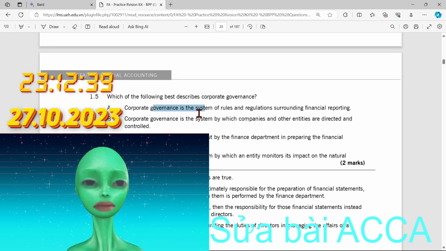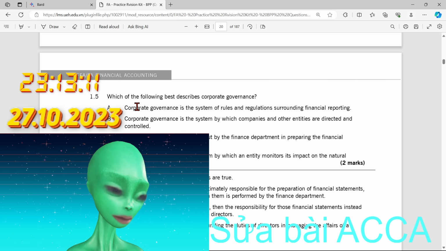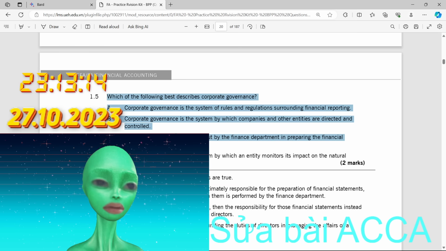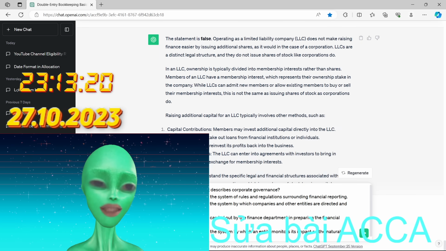Corporate governance is the system of rules and regulations surrounding financial reporting. Corporate governance is the system by which companies and other entities are directed and controlled. I think B is the right answer. Corporate governance is carried out by the financial department in preparing the financial statements. Corporate governance is the system by which an entity monitors its impact on the natural environment. I think B is the right answer. I will double check with ChatGPT.